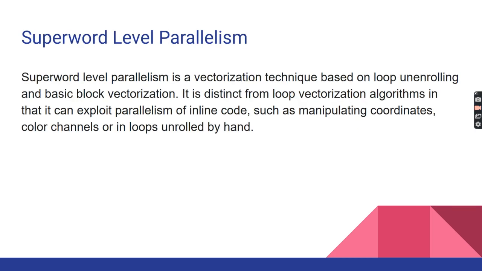Moving on, superword level parallelism. Superword level parallelism is a vectorization technique, where vectorization is nothing but array formation, where a large amount of data is stored in the form of an array. It's a vectorization technique based on loop unrolling and basic block vectorization. It is distinct from loop vectorization algorithms in that it can exploit parallelism of inline code, such as manipulating coordinates, color channels, or in loops unrolled by hand.